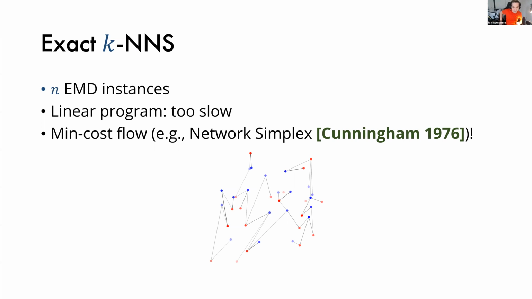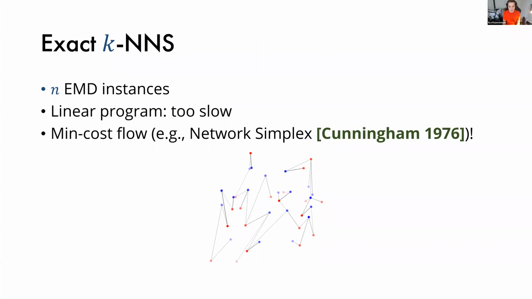Okay, sorry about that. If we are not happy with the performance of linear programming, we can use specialized algorithms for minimum cost flow. For example, a very good option that works super fast in practice is network simplex, which was invented by Cunningham in 1976. In any case, this is roughly the landscape of approaches. If you want to compute flow exactly, we either use linear programming or specialized combinatorial flow algorithms. Okay, so far so good, but this is still slow.